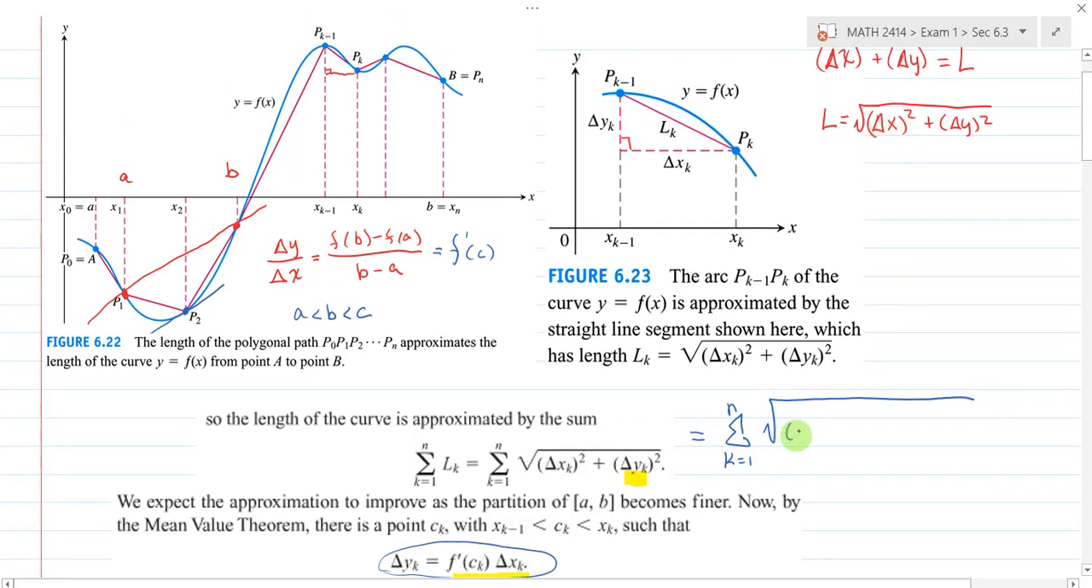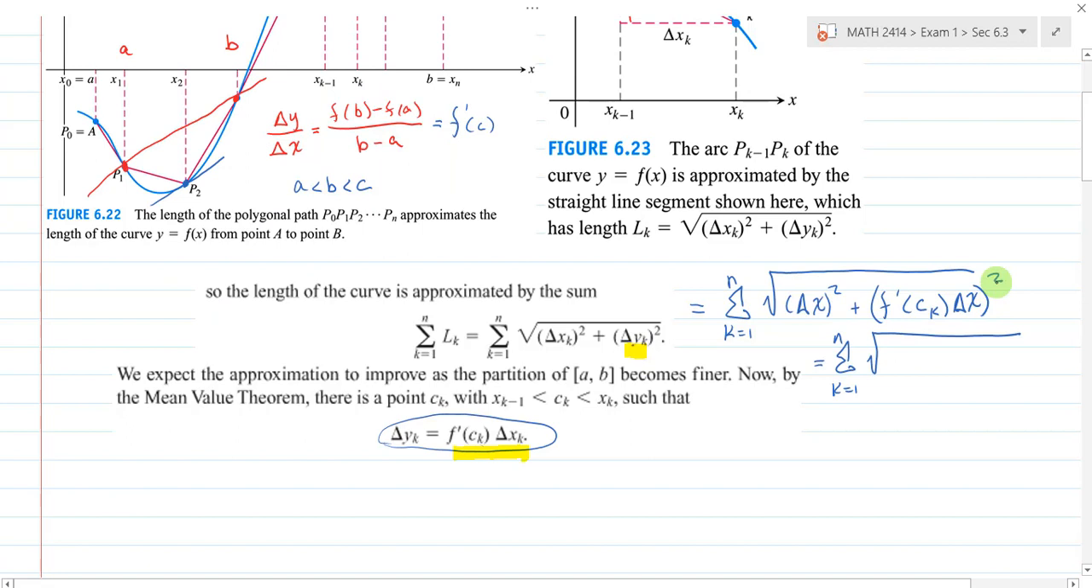So that's going to be the delta x squared plus f prime of some c sub k, that's some value in the interval of our partitions, times delta x squared. So what I did was I substituted this value in place of delta y, and because that delta y was squared, this is also going to be squared. Well, now I have a common factor here, don't I, that I can pull out of these two terms?